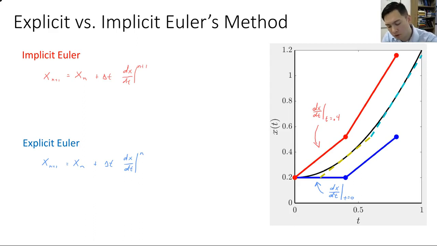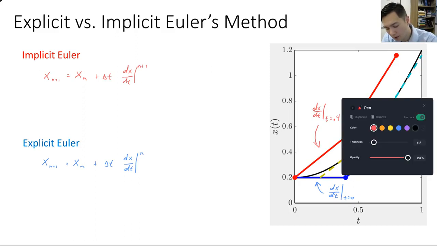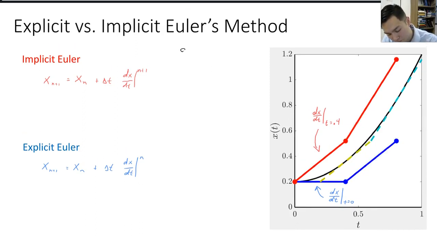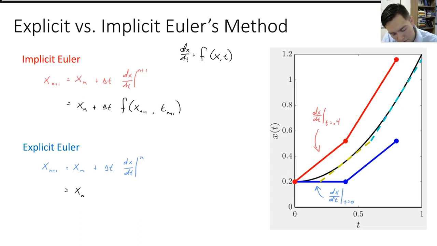So there's another difference between these two, though. If we were to say that dx/dt is equal to some function f of x and t, then our implicit equation becomes x sub n plus delta t times f of x sub n+1 and t sub n+1. And our explicit equation becomes x sub n plus delta t times f of x sub n and t sub n.